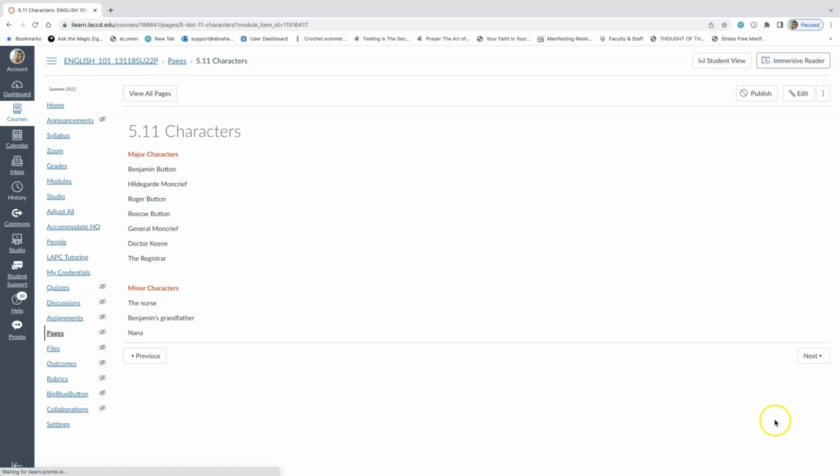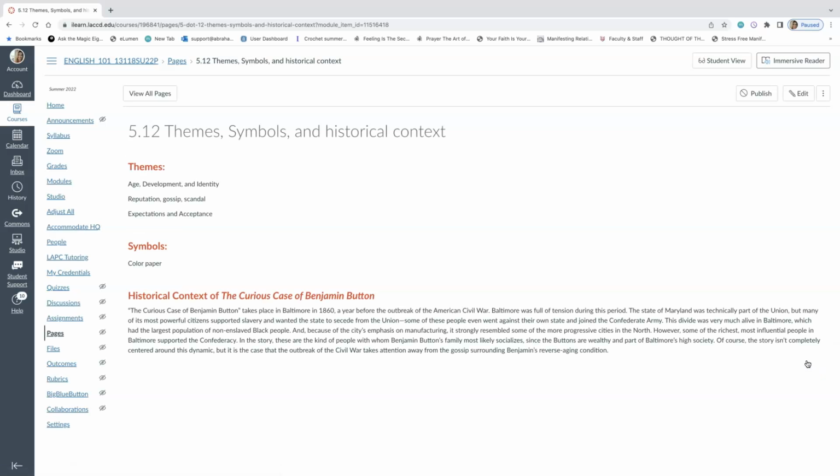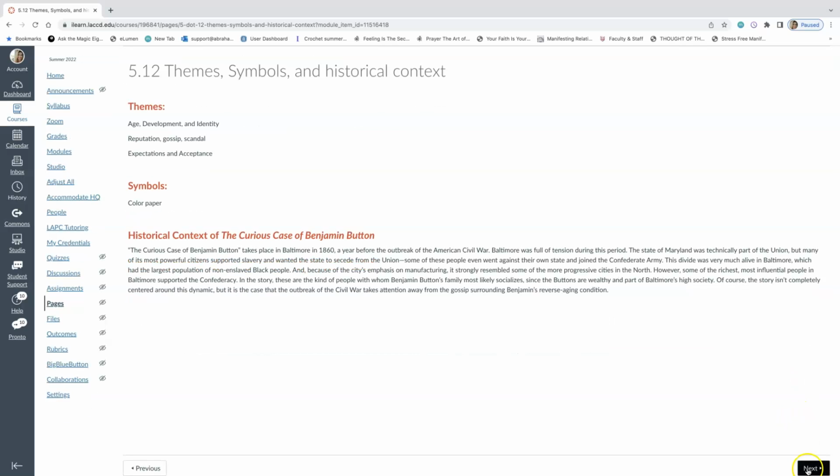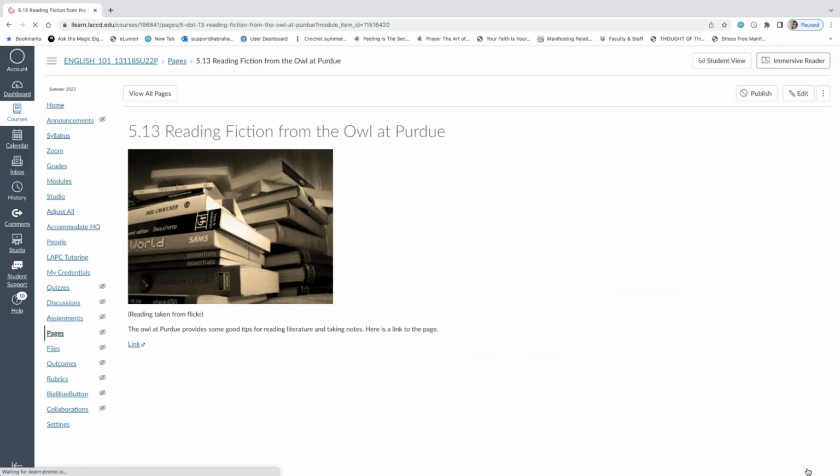And then here's a list of the characters. So really pay attention to this, because if you watch the movie instead of reading the short story, none of these characters are in the movie except Benjamin Button. So please keep that in mind. And then here's some themes, symbols, and historical context of the story. And here's a link on how to read fiction and how to help you understand fiction better.